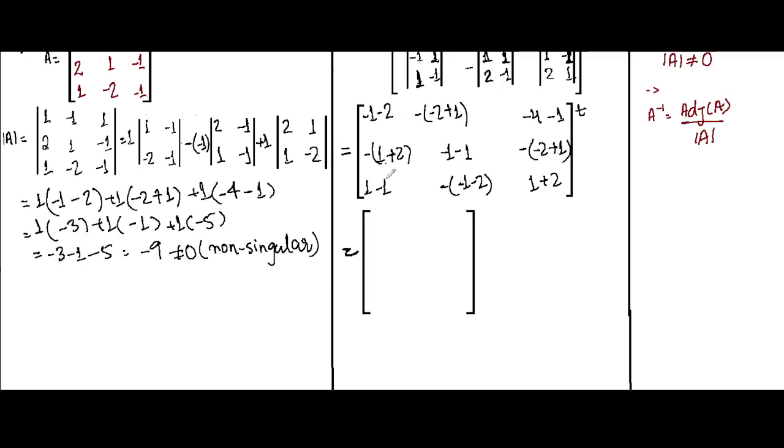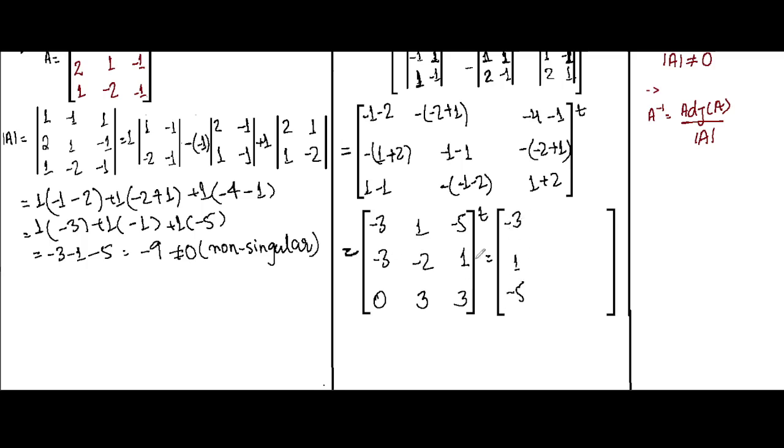Now we have to solve it. -3, then we have 1, then we have -5, then we have -3, -2, and 1, 3, 3, and 0 with transpose equals. Now we are going to take its transpose, transform its rows into columns. So we are going to have -3, 1, -5, then -3, -2, 1, -3, -2, 1, and 0, 3, 3.